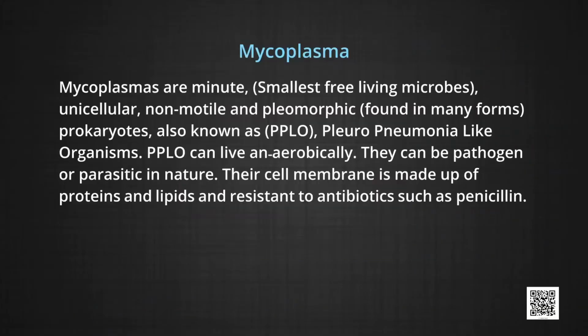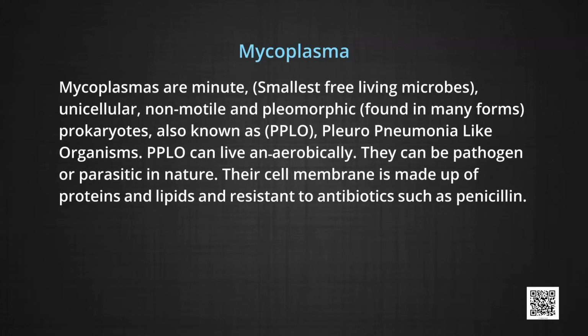Mycoplasma. Mycoplasmas are minute, meaning the smallest free-living microbes, unicellular, non-motile, and pleomorphic, meaning found in many forms. These prokaryotes are also known as PPLO, that is, pleuro-pneumonia-like organisms. PPLO can live anaerobically. They can be pathogenic or parasitic in nature.